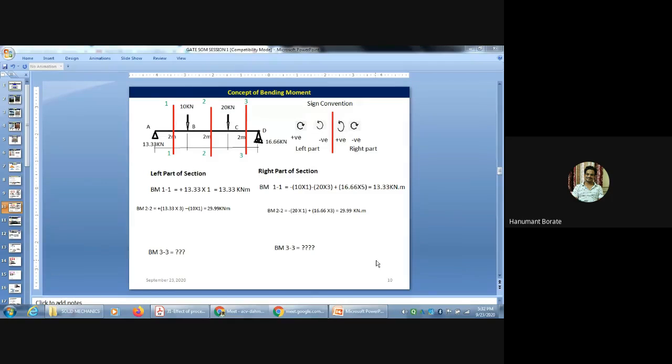Bending moment is nothing but the algebraic sum of moments of all forces, either left part of the section or right part of the section.